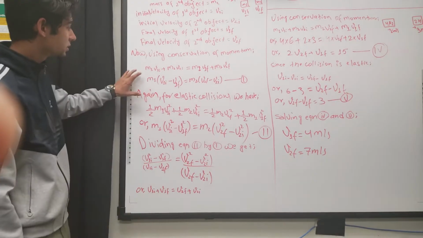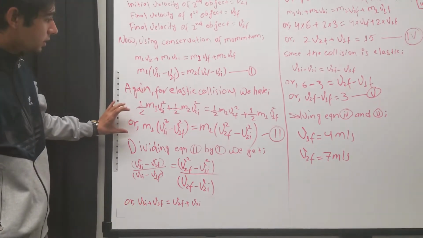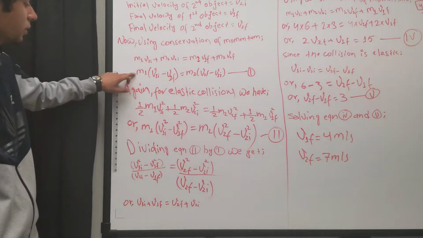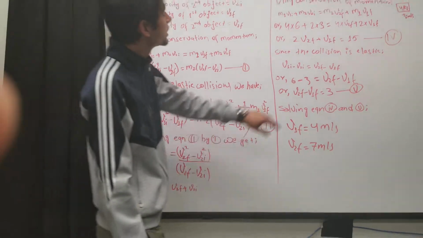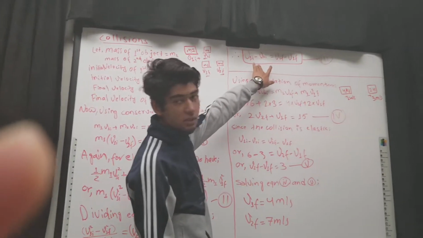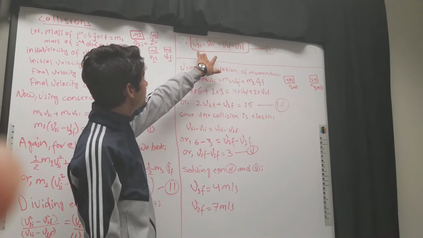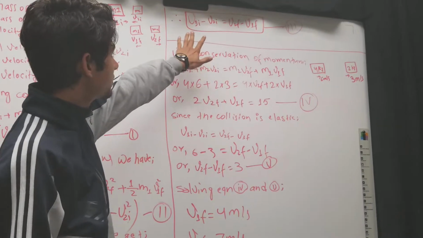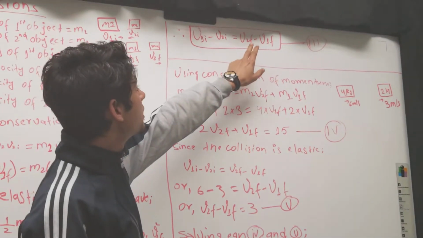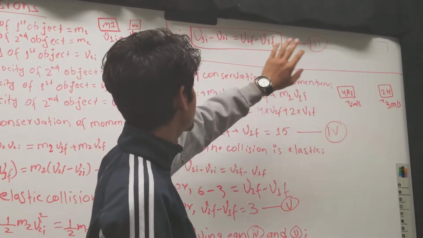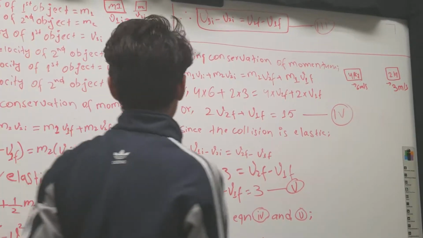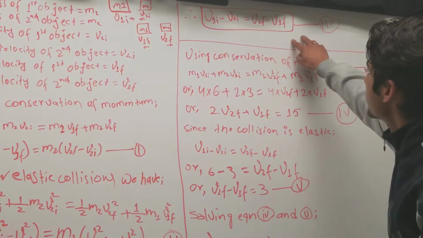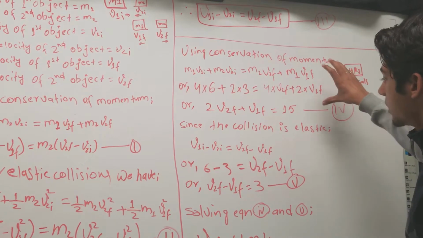Using this, dividing equation 2 by 1, we get this equation here, and finally we get the third equation, which means the initial speed of separation is equal to the final speed of separation. Now we're going to use all this formula to find the velocities.